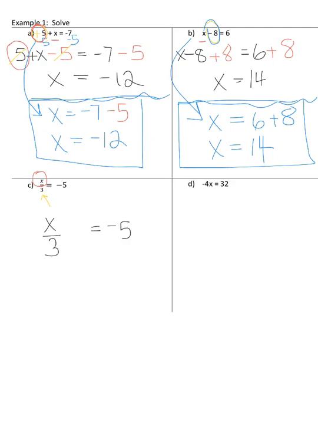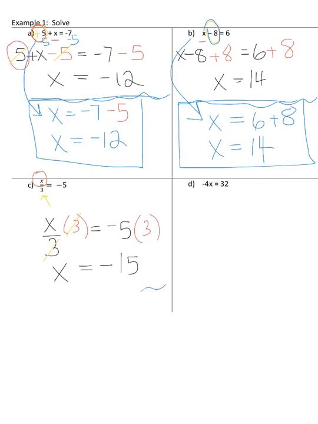So maybe in elementary school you wrote it like this, or with a little times symbol, we want to multiply both sides by 3, and then what ends up happening, these 3's cancel, and we get x equals negative 5 times 3 is negative 15, okay?